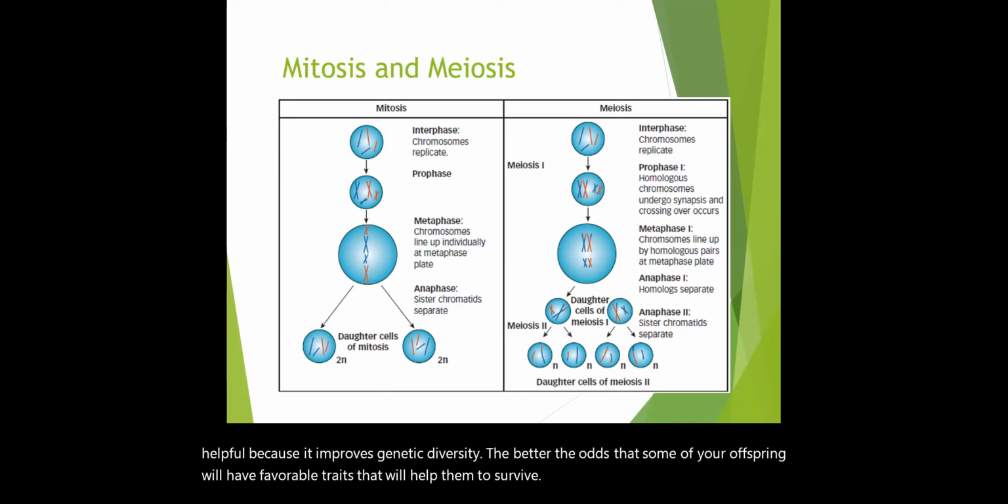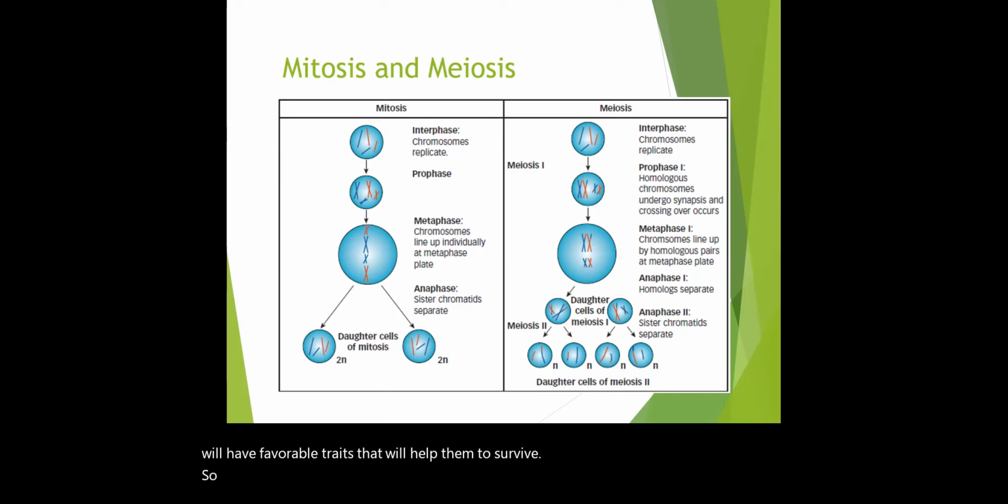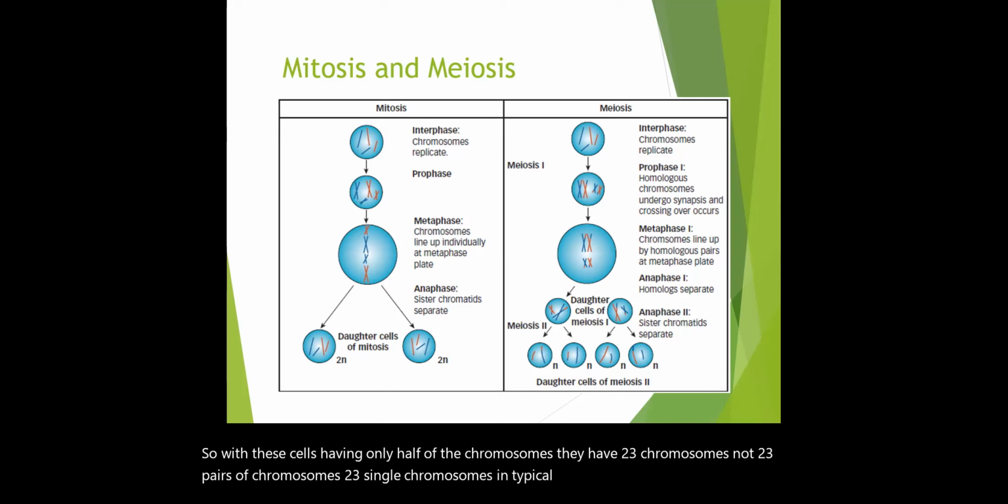So with these cells having only half of the chromosomes, they have 23 chromosomes, not 23 pairs of chromosomes, 23 single chromosomes in typical development. The reason for this is because when an ovum, an egg cell, and a sperm cell merge at fertilization, that is when you will get your full set of chromosomes.